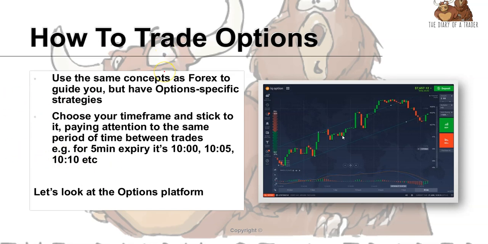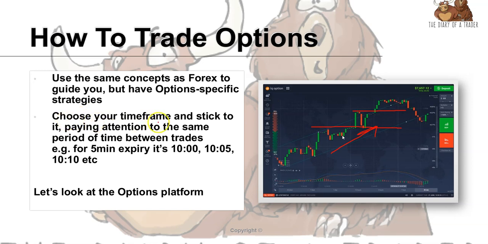Again, just as with CFD trading, there are different platforms for Forex options. And it is a similar concept to Forex. To guide you, you've got similar indicators, you've got the candlesticks, you've got strategies to guide you, different concepts of trends and zones. However, you will need to have option-specific strategies, so make sure you get the strategy that is based on options, not based on CFD trading.